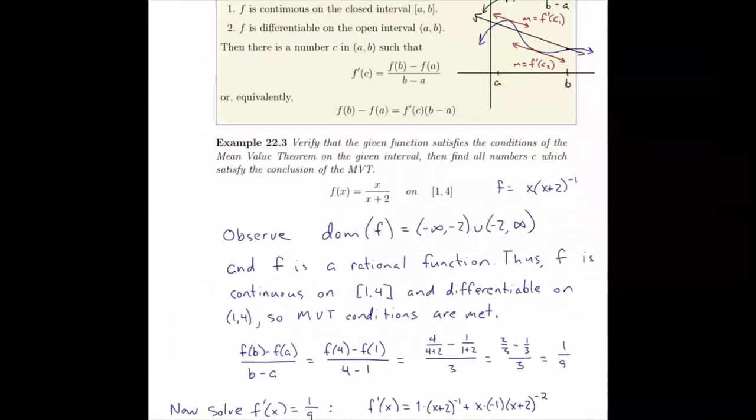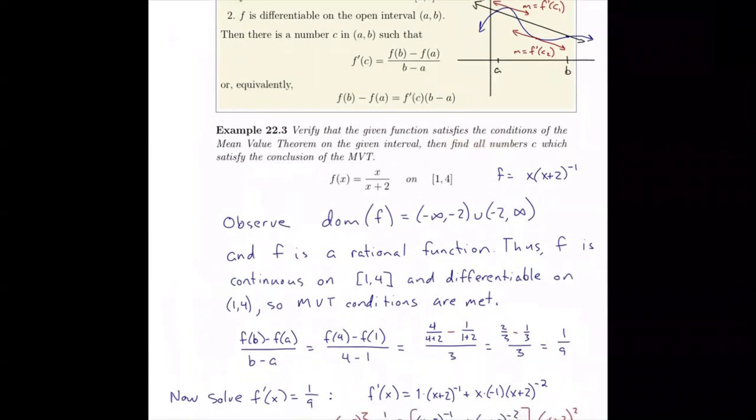So now here are some problems and some things that we can do with it in order to get familiar with it and to understand it through some exercises. So verify that the given function satisfies the conditions of the mean value theorem on the given interval, then find all numbers c which satisfy the conclusion of the mean value theorem. Okay, now this is sort of a rote, get after it and solve it type problem, okay?